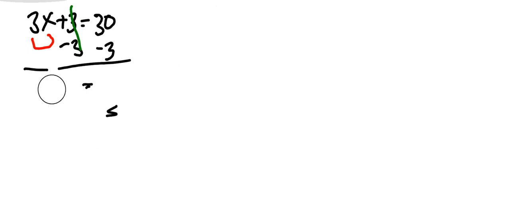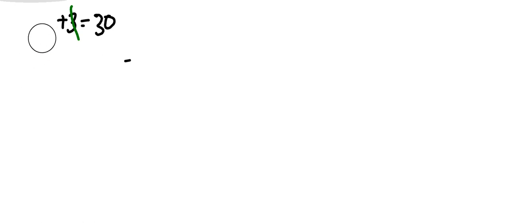Let's move on to a different example. So we only saw adding. Now let's look at what we do when we subtract. 4x minus 9 equals 22.